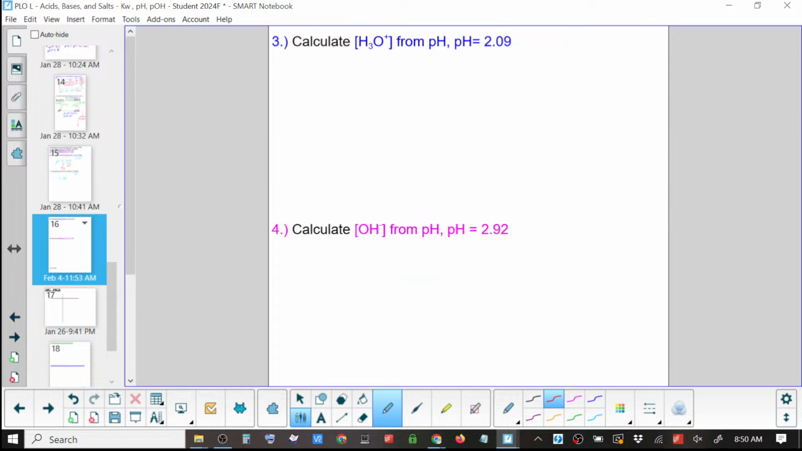So similarly, how many sig figs does this number have? 2. 2 sig figs because it's a logarithm. The ones in the front don't count. So we calculate the concentration of H plus. What did we get for 3? 8 point. We only need 2 sig figs. So it is 8.1 times 10 to the minus 2.